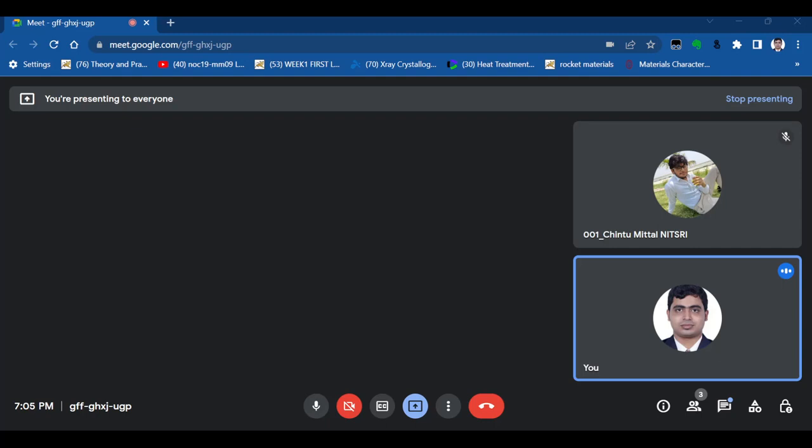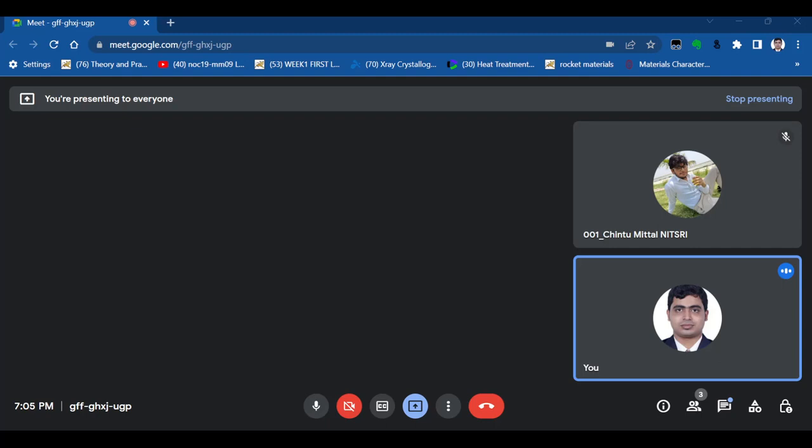92 minus 84, 8 kg Fe is contained in FeO. Yes. Okay, 8 kg Fe is contained in FeO. So then how do we calculate in this type of question?